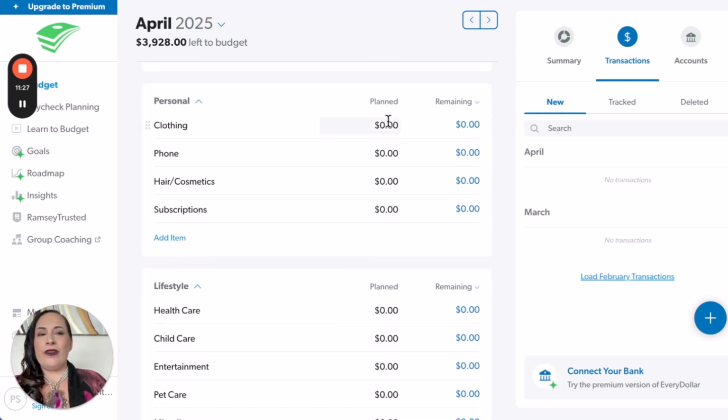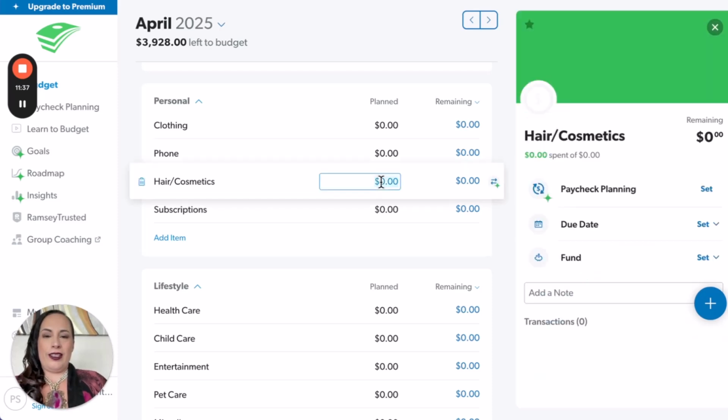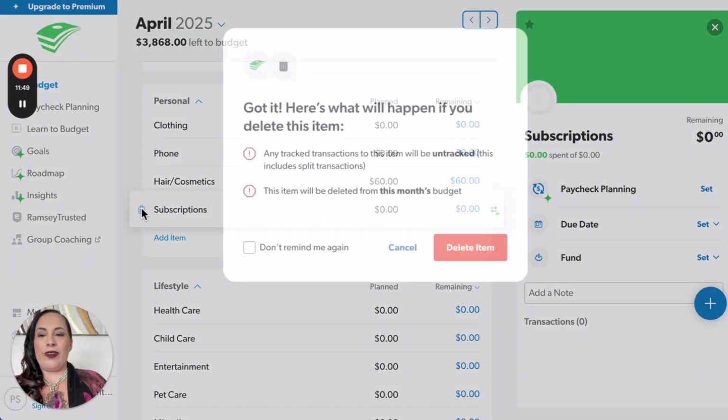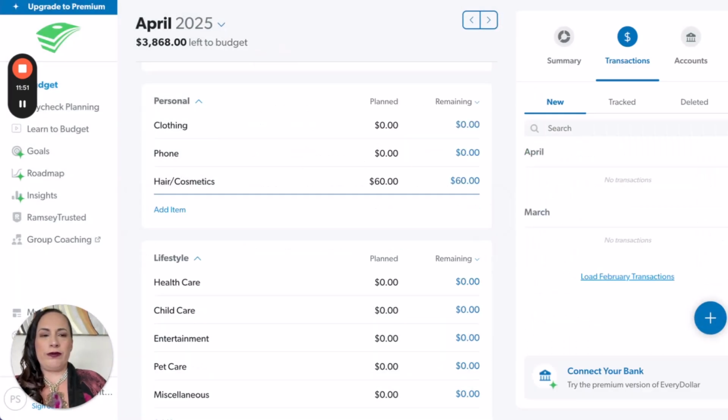Clothing, I don't think we have any clothing needs. Phone is bundled. Like I said, hair, cosmetics. We did just get the kids haircuts. So let's put in, and I realized that I said we just did it, but we didn't budget for it last month. So let's budget for it this month. Subscriptions, nothing I can think of. This isn't really a good category for us, so I'm going to just delete that.